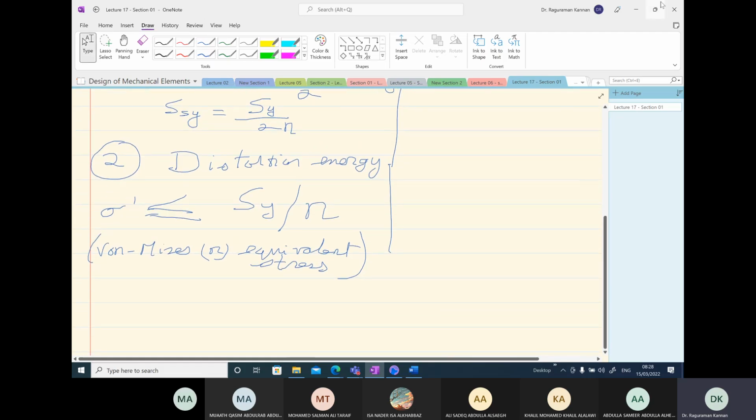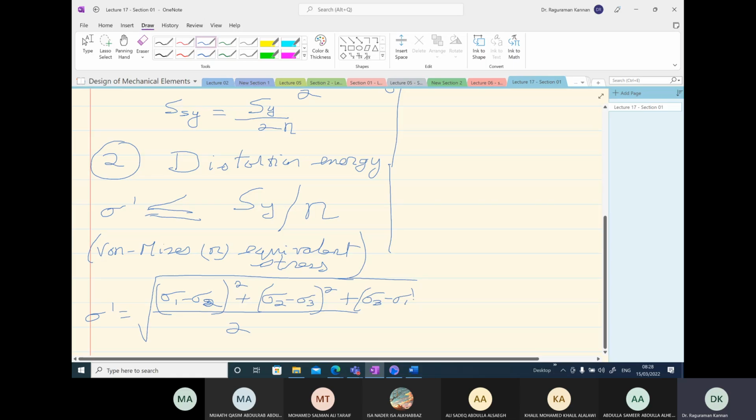Okay, so how did we define von Mises stress? As a square root. Inside the square root, we have divided by 2, and we successively take the differences between the principal stresses and add them up. That's all. So this gives us the von Mises stress.